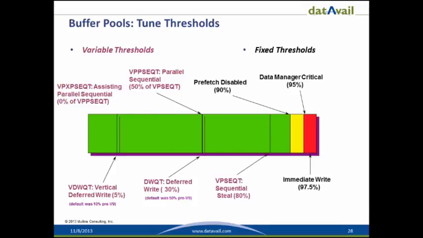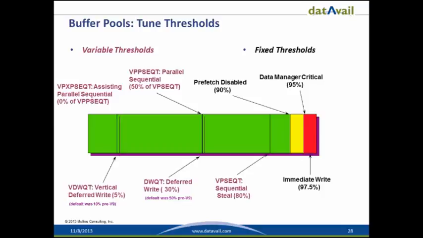Then you've got the sequential steal thresholds, VPSEQT, VPPSEQT, VPXPSEQT. The sequential steal threshold by default is reached when 80% of the buffer pool represents pages for sequential processing. When we reach this, DB2 steals a sequential page before stealing a page from a randomly accessed page. So if you've got mostly tables being accessed sequentially, a lot of scans, a lot of prefetch going on, look at ramping up the sequential steal threshold. If you've got a lot of random access, look at ramping it down.